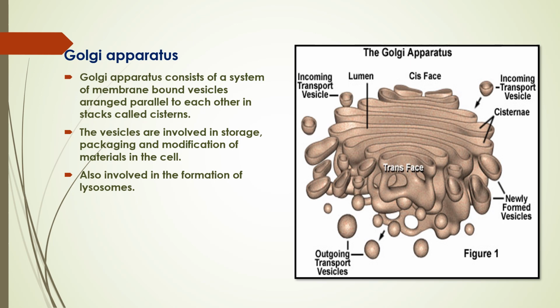The next organelle is Golgi apparatus. Golgi apparatus consists of a system of membrane-bound vesicles. The vesicles here are membrane-bound and they are stacked parallel to each other, known as cisternae. The vesicles are involved in storage, packaging and modification of materials in the cell. Also, it is involved in the formation of lysosomes. Lysosome is another organelle which we will study in your next class.